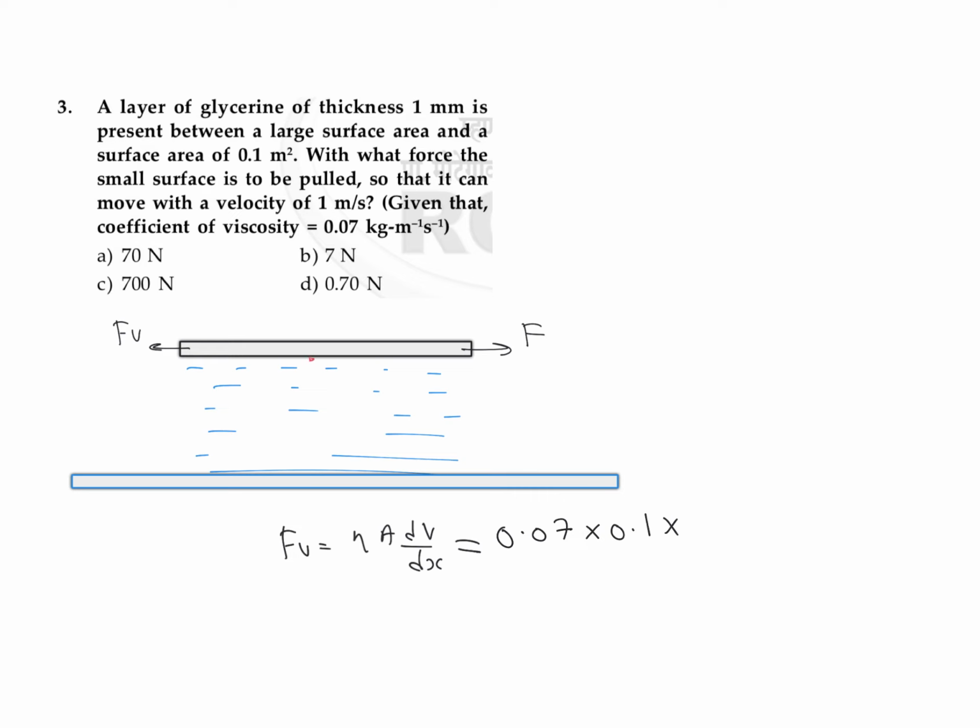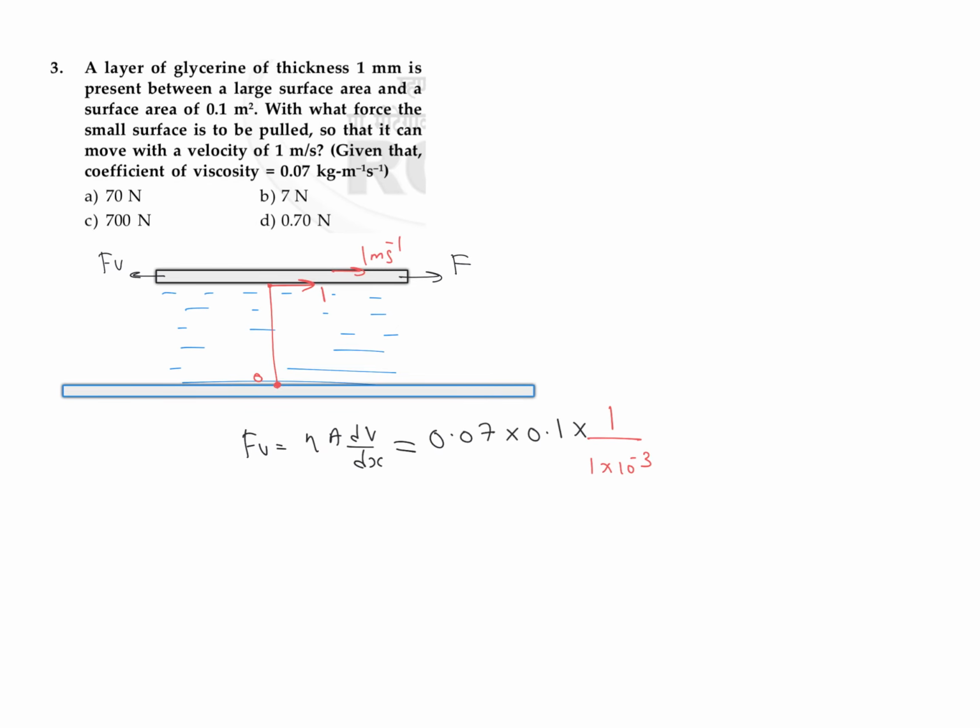If the layer in contact with this plate is moving with a speed of 1 meter per second, because this object is going to move with a velocity of 1 meter per second, then the layer of liquid over here will be at rest. So the difference in velocity between these two layers is 1, divided by the difference in distance, which is the thickness of glycerin in between them, given as 1 millimeter. 1 millimeter means we can take it as 1 into 10 raised to minus 3 meter. So I'll get the answer, which is equal to 7 Newton.